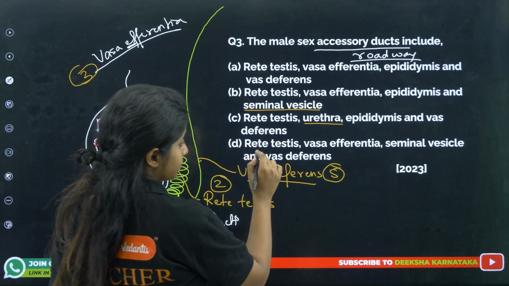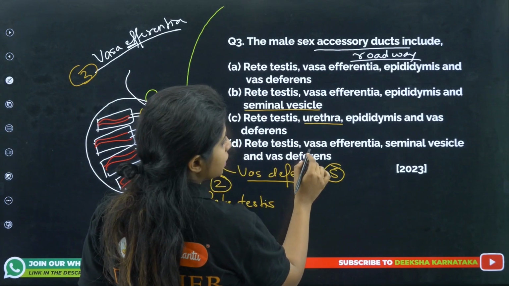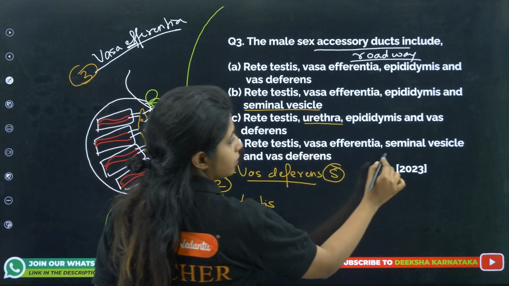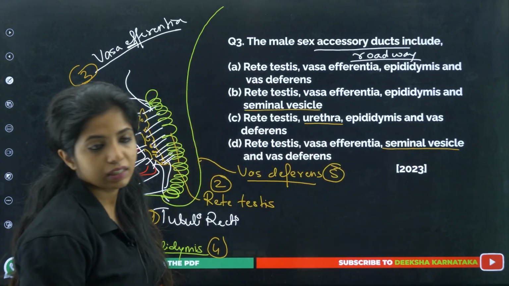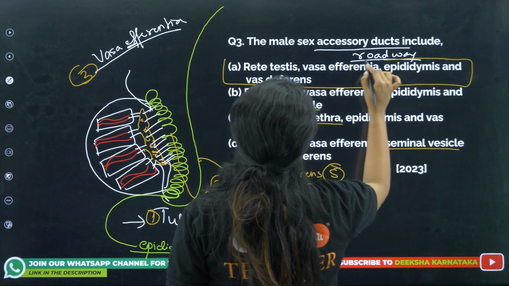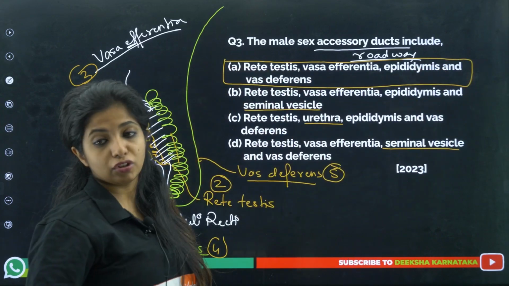Okay, now next thing, rete testis, vasa efferentia, seminal vesicle. Again seminal vesicle is there, we cannot count it. So your answer becomes this particular thing. Okay, this came in 2023.